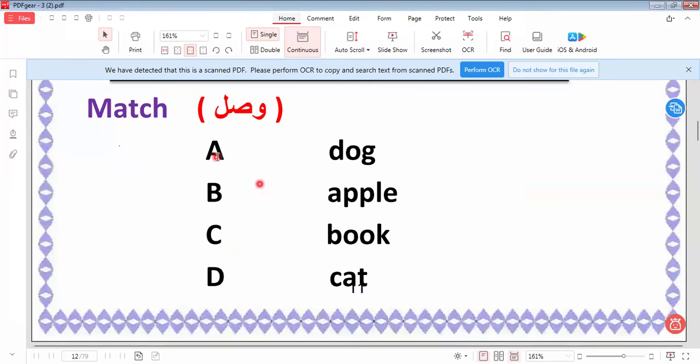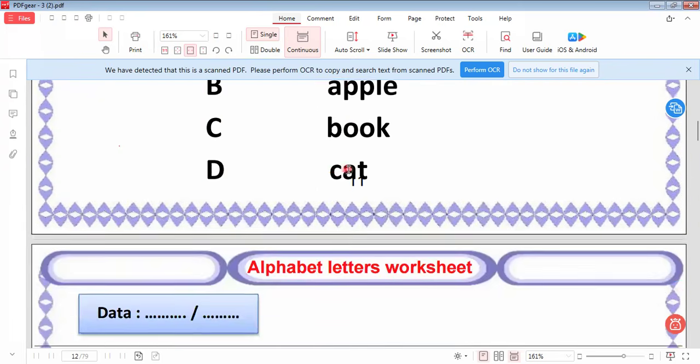So here we have A for what? A for apple. B for what? B for book. C for what? C for cat, and D for dog. Let's go to another one.